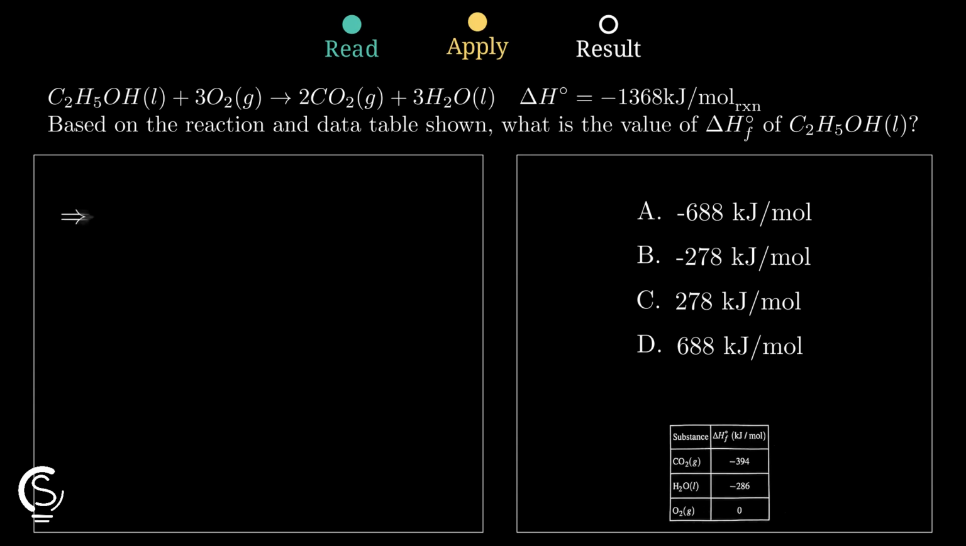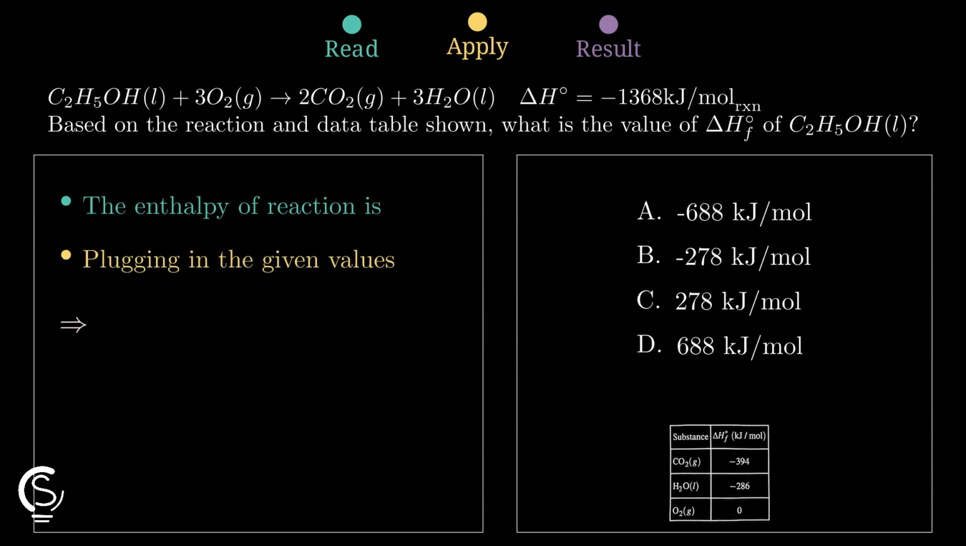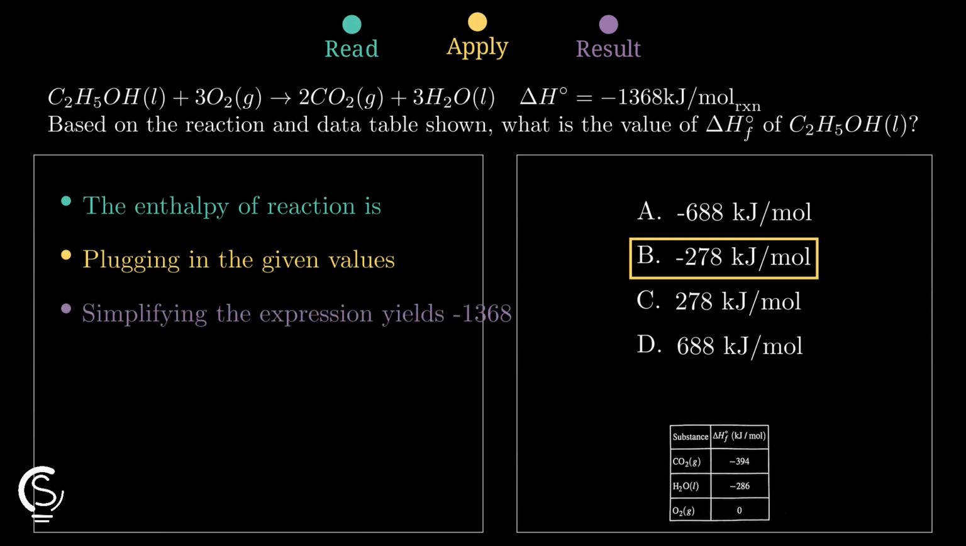Plug in the values for carbon dioxide and liquid water from your data table. Multiply these by their coefficients from the balanced equation to get the total enthalpy for the products. Subtract the reaction enthalpy of negative 1368 from your product sum. This algebra reveals the ethanol formation value is exactly negative 278.